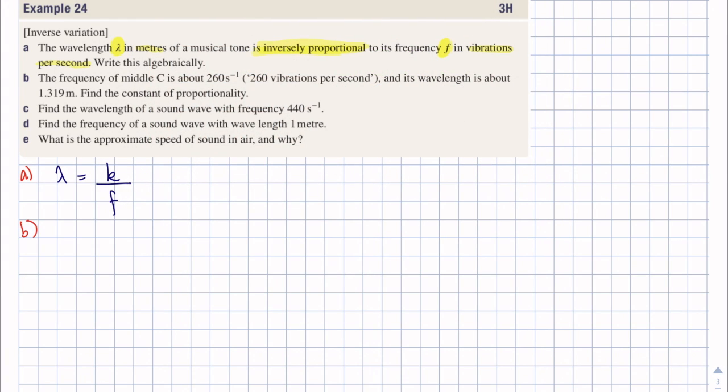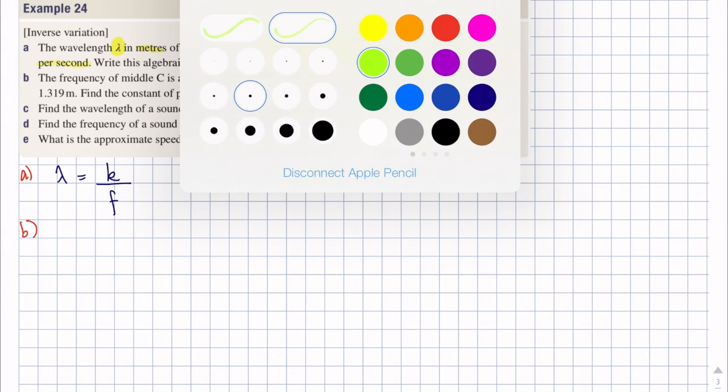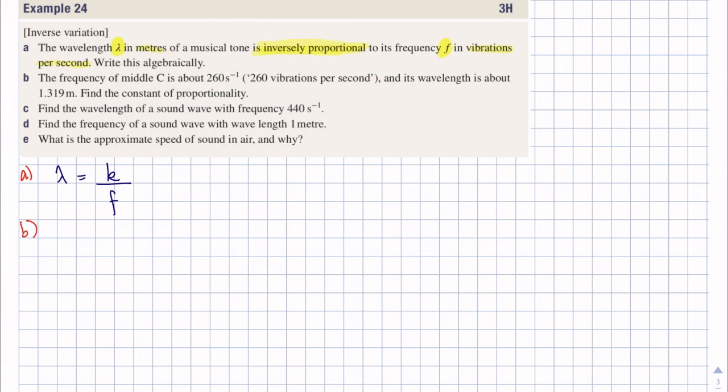For B then, they're going to give me some more information. I'm going to be able to figure out what k is. They've told us that the frequency of middle C is 260 vibrations per second, which means that's my f, yeah? And the wavelength is 1.319 meters, that's my lambda. So I know I can say 1.319 meters equals k over 260.